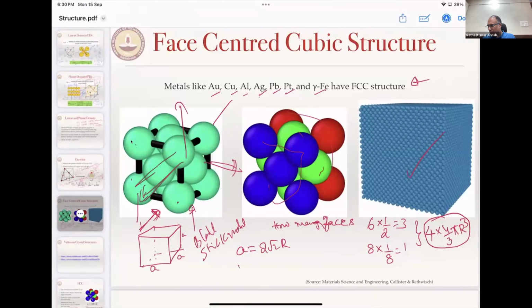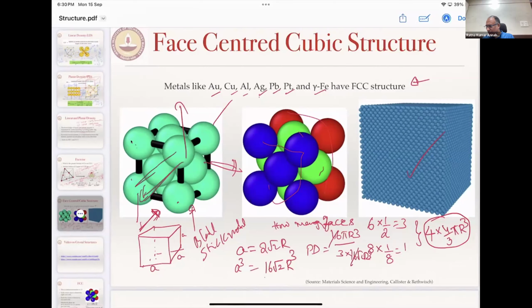So the volume of this unit cell will be a cube. That means the space occupied by the unit cell is a cube, that is 16 root 2 r cube. All of you agree? So what is packing density? Total volume occupied by the atoms, that is 16 pi r cube by 3, divided by the volume occupied by the unit cell, that is 16 root 2 r cube.